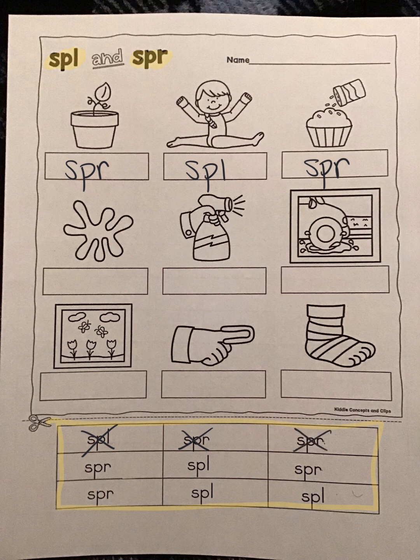Next, we have a splat of paint. Splat. Spl. Splat. Then we have a spray bottle. Spray. Spr. Spr.